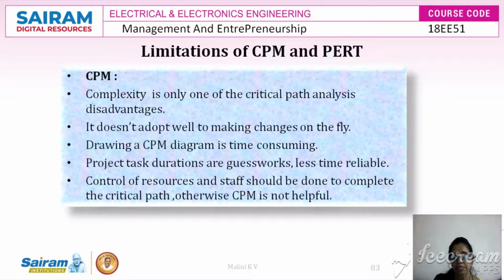which are interrelated are going to create some delays, which is going to make a very big diagram in fact. So linking the activities with the time duration is going to be a big representation of the entire activity. So it is very time consuming. Project task durations are guesswork. It is less time reliable. It will not react to the time delays that happen in the actual execution. Controlling of resources and staff should be done in order to complete the critical path. Otherwise, CPM is not that helpful.